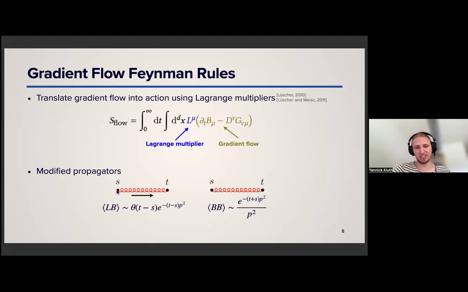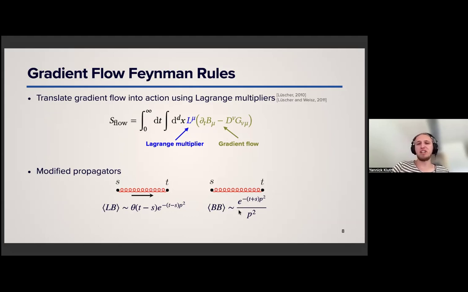And by the way, the vertex S here is the one where we have the L field, and T is the one where we have the B field. And we also get from the initial conditions, so remember that we require that the flow gauge field at vanishing flow time is the same as the standard quantum gauge field. We then from that also get a modified propagator for the standard flow gauge field. And this looks like this.